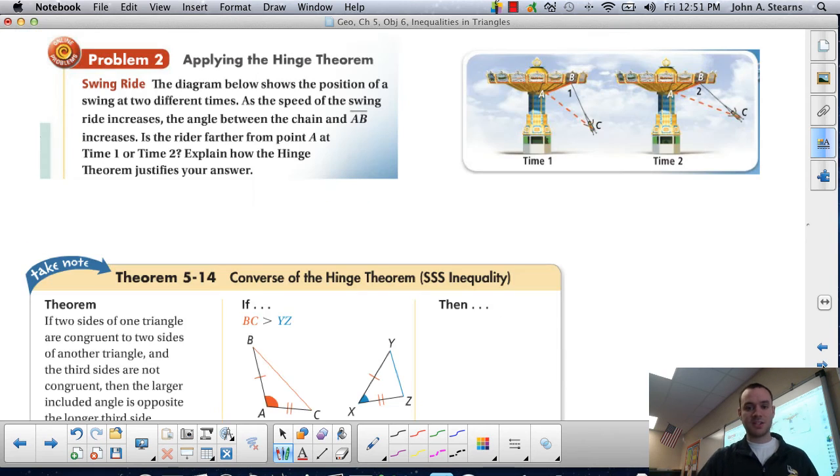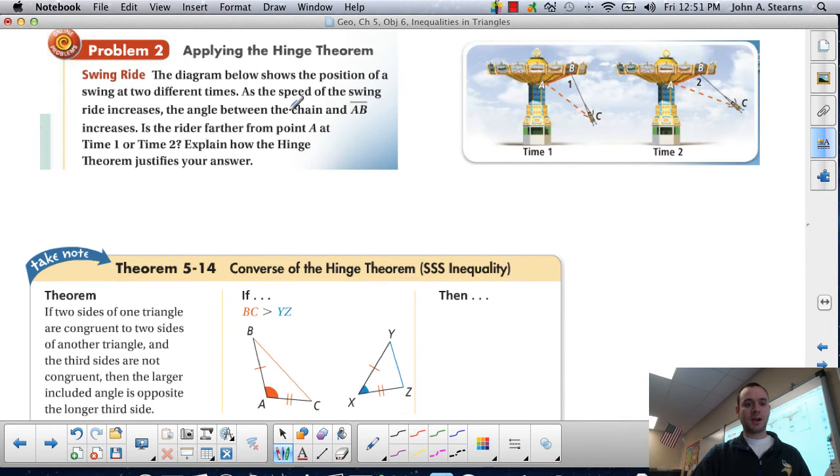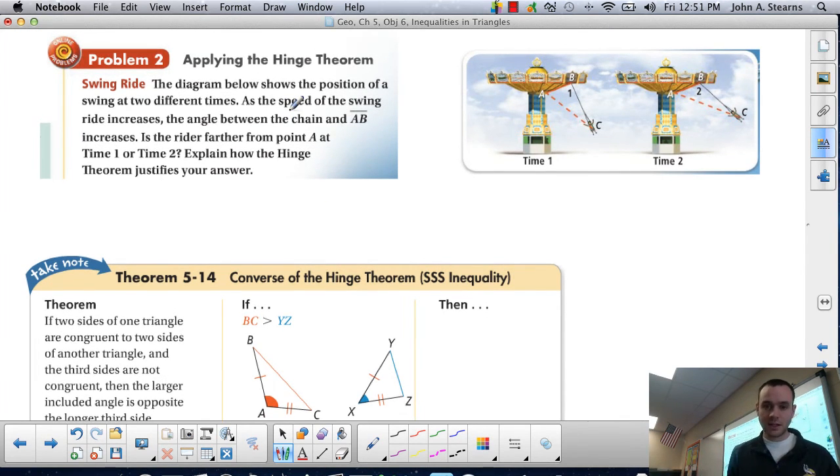Okay, there are more applications of the hinge theorem, starting with problem number 2. Okay, in this diagram, we have a carnival swing ride. As the speed of the swing ride increases, the angle between the chain and AB increases. Well, this chain is indicated here. Okay, here's your chain, here's your chain. What it's saying is as the ride gets faster and faster, this angle here increases as the ride speeds up.